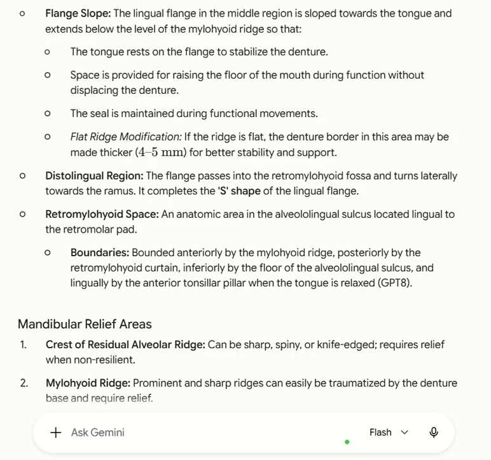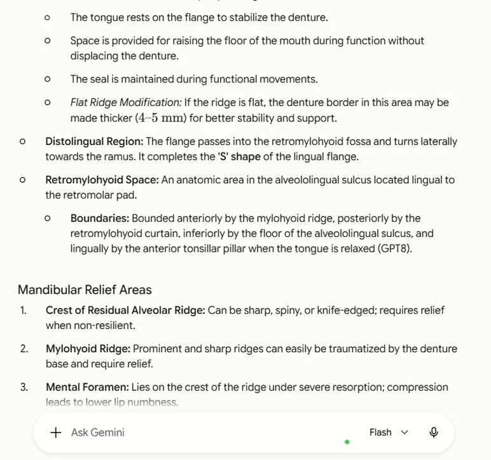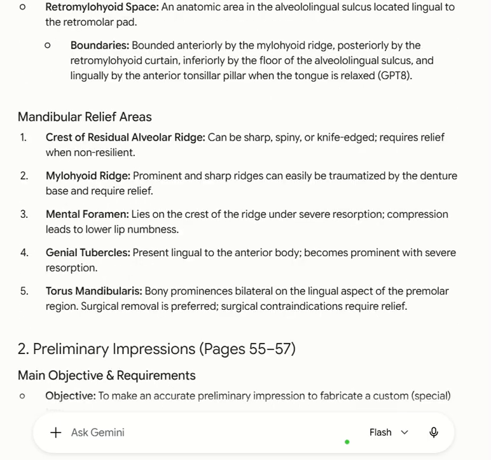Retromylohyoid space: an anatomic area in the alveololingual sulcus located lingual to the retromolar pad. Boundaries: bounded anteriorly by the mylohyoid ridge, posteriorly by the retromylohyoid curtain, inferiorly by the floor of the alveololingual sulcus, and lingually by the anterior tonsillar pillar when the tongue is relaxed. Mandibular relief areas: the crest of the residual alveolar ridge can be sharp, spiny, or knife-edged.